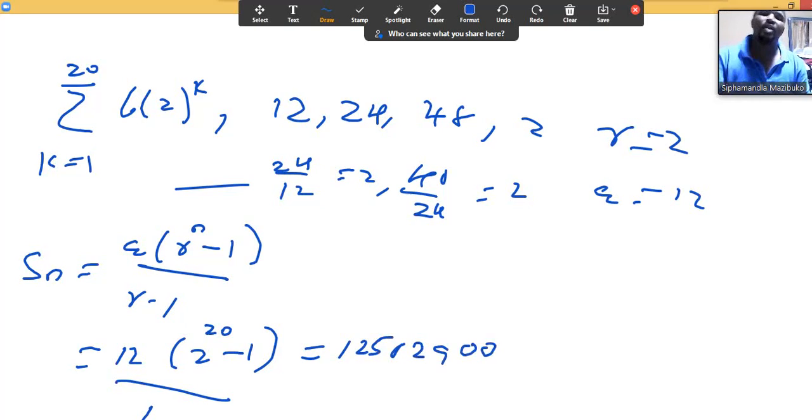So that is how we handle the geometric sequence. We can also be given the summation and have to find the number of terms in the series or in the sequence. We will apply the same general formula, then we solve for n.